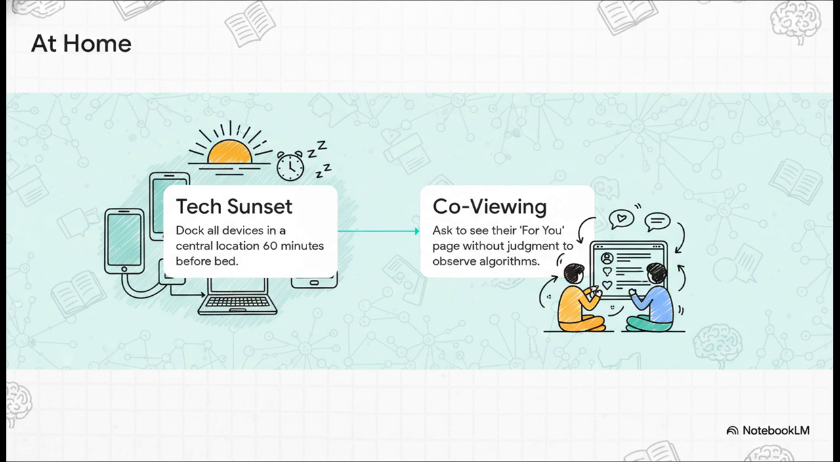And the second move, practice co-viewing. This means asking to see their For You page, but, and this is key, with genuine curiosity, not judgment. It's a way to open up a conversation about what the algorithm is actually showing them.